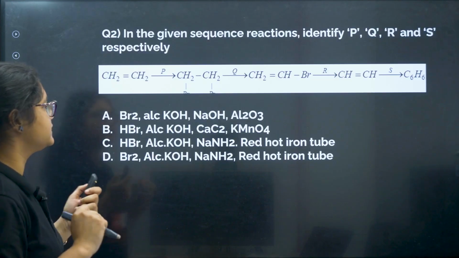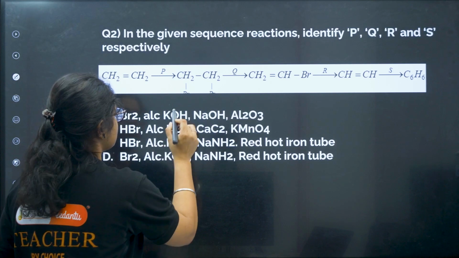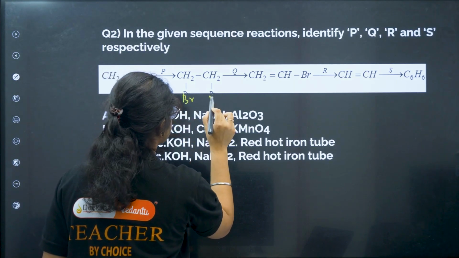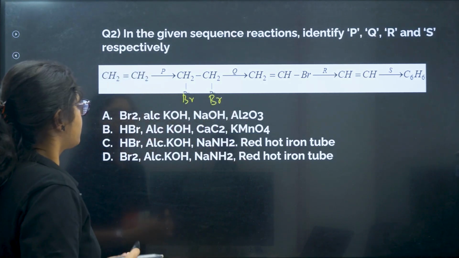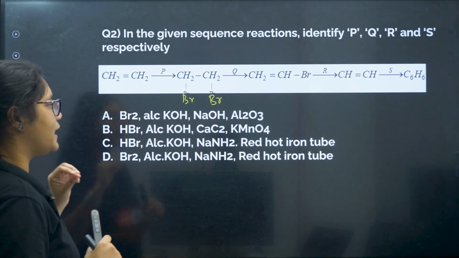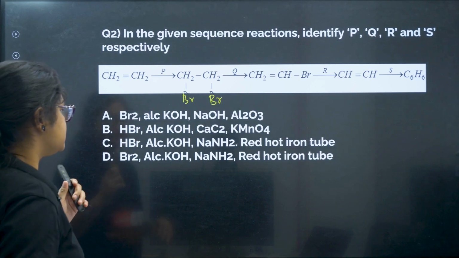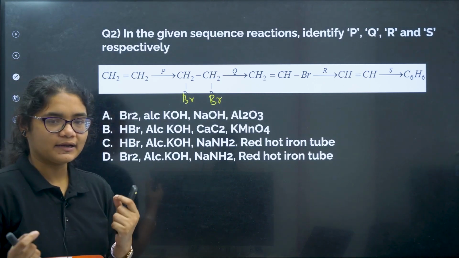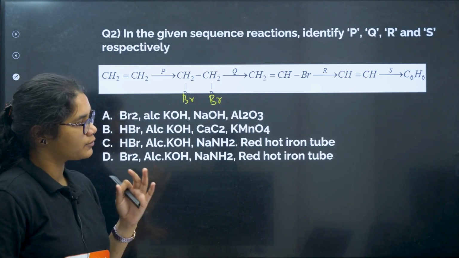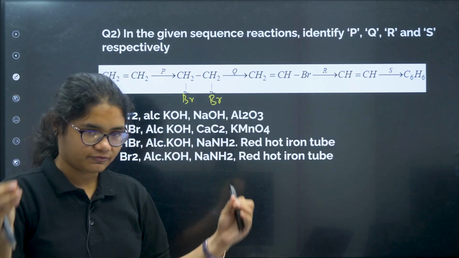Okay, now let us move to the second question here. So we have come now to the organic chemistry. So here it is bromine. So the question here is, in the given sequence of reactions, identify P, Q, R and S respectively. So yes, this question is from your haloalkanes, haloarenes and hydrocarbons. So organic chemistry generally comes like mixture of concepts from different topics.